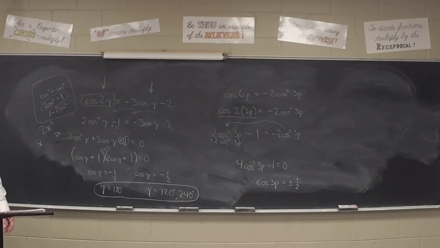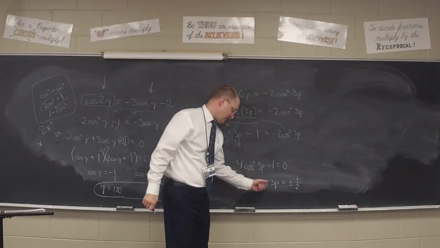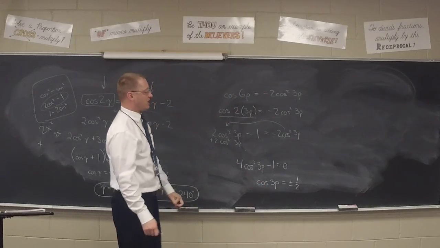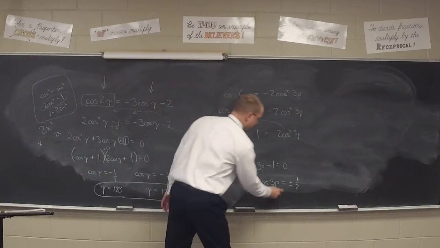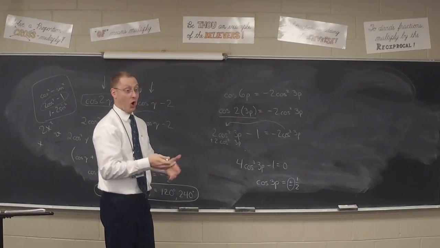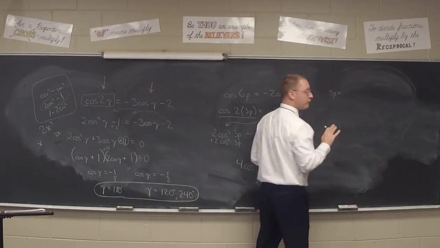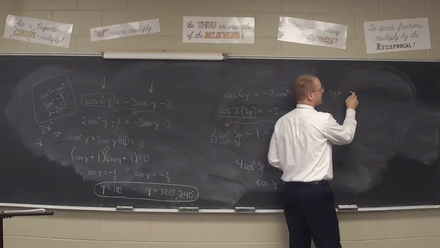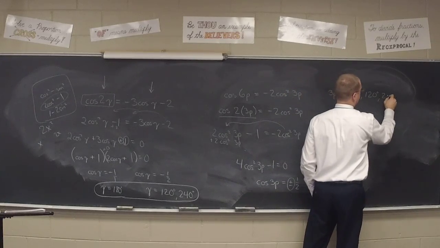Are we still with me or have I lost somebody? We're all still good? Now we've got it isolated and we simply ask ourselves, when is cosine equal to a half? 60. When is cosine positive and negative? In quadrants 2 and 3, or all of them. So my 3 rho is in all 4 quadrants: 60, 120, 240, and 300.